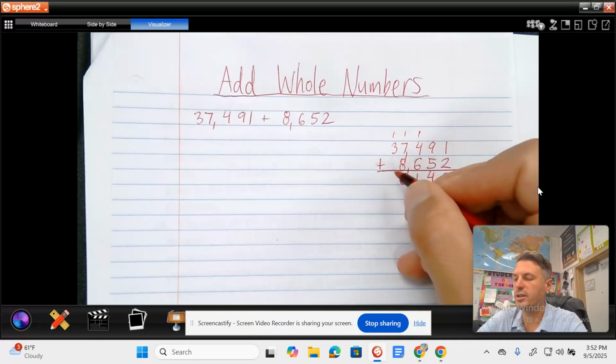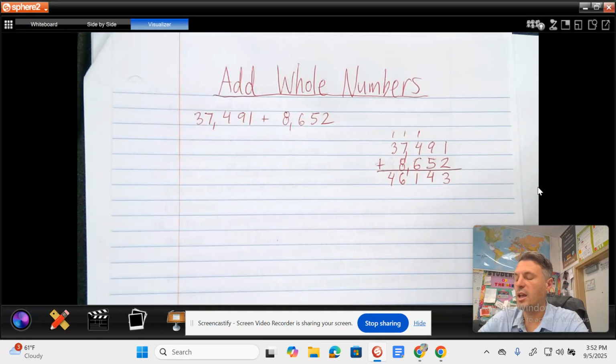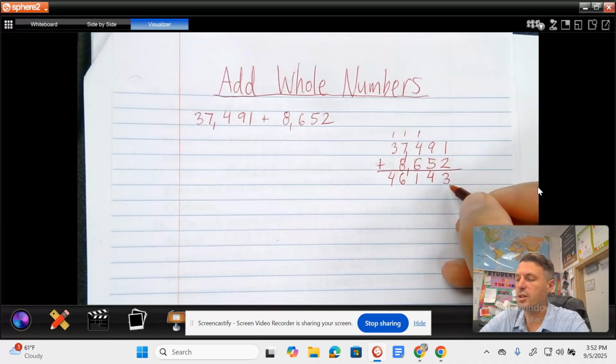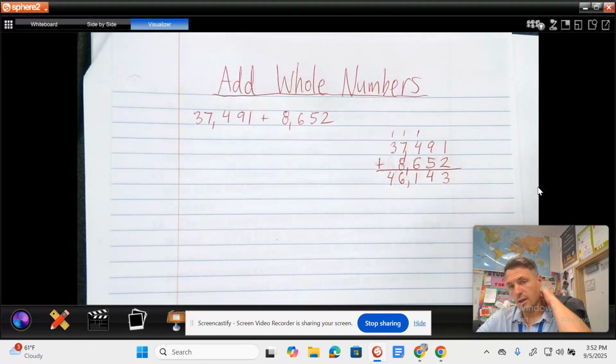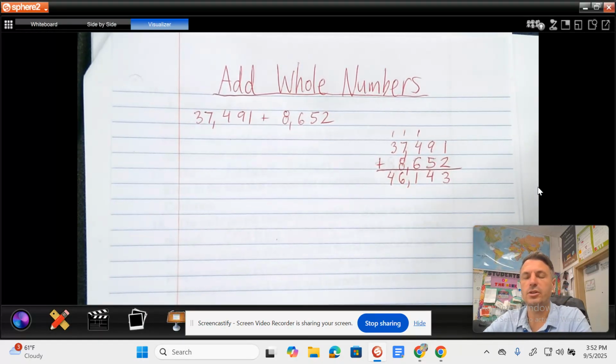Now we have 1 plus 3 is 4. And in order to know where a comma goes, we just count ones place, tens place, hundreds place. There's a comma between the hundreds place and the thousands place. And that's the answer, 46,143. Okay, let's go ahead and do another example.